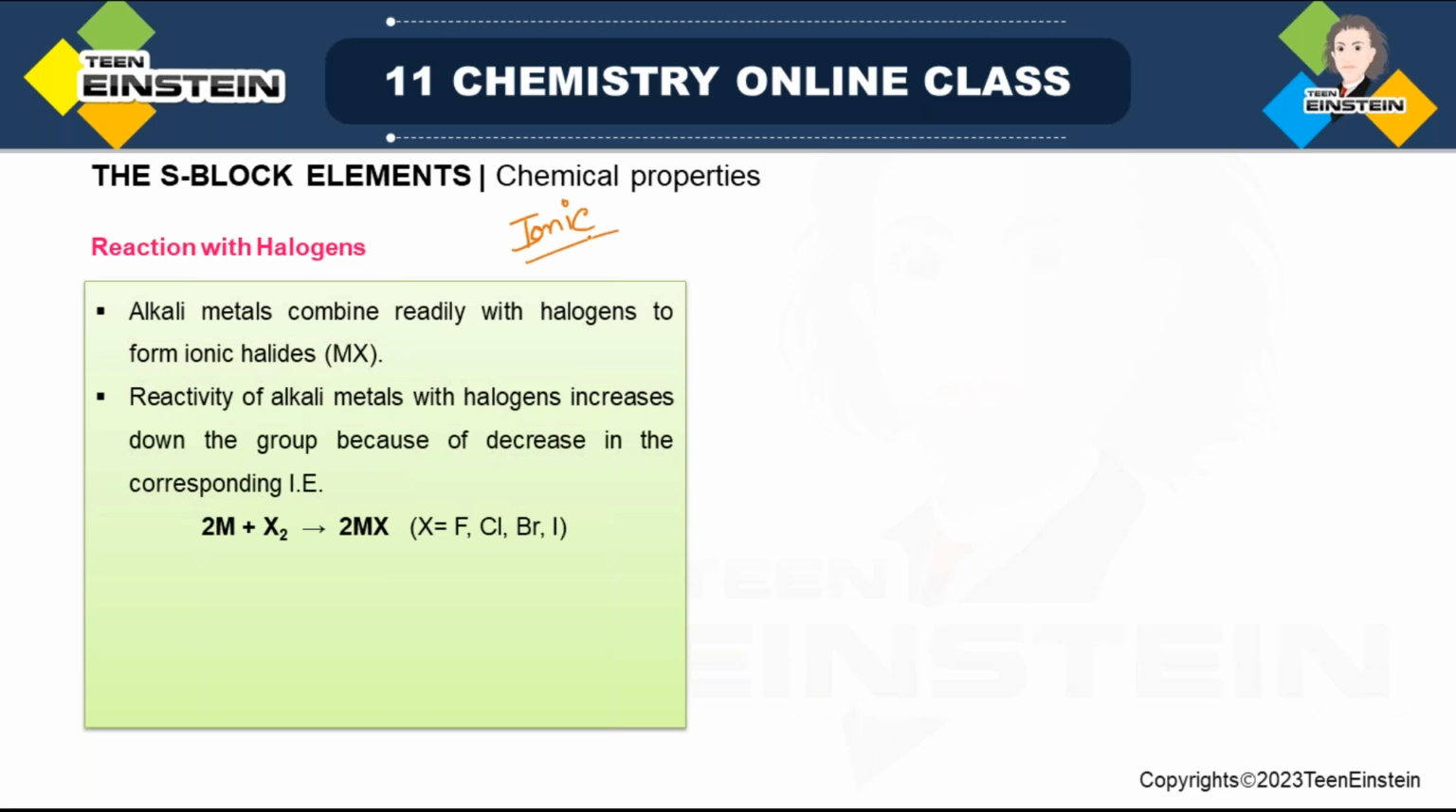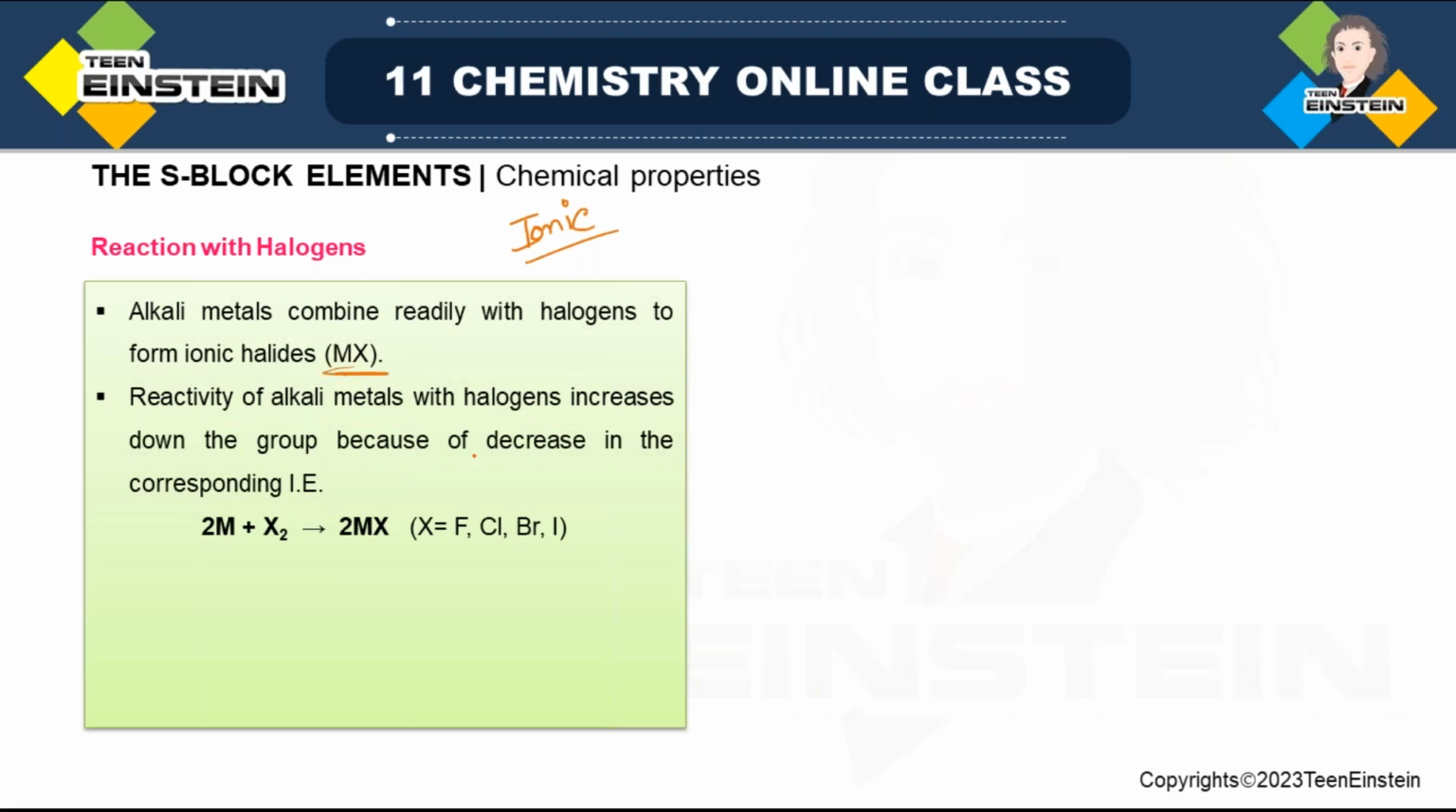Fine. Because you have one partner which is highly electronegative, another partner which is highly electropositive, the electronegativity difference is very high. So an ionic bond will be formed. So they form ionic halide. This is the general formula. M is any alkali metal, X is any halogen.